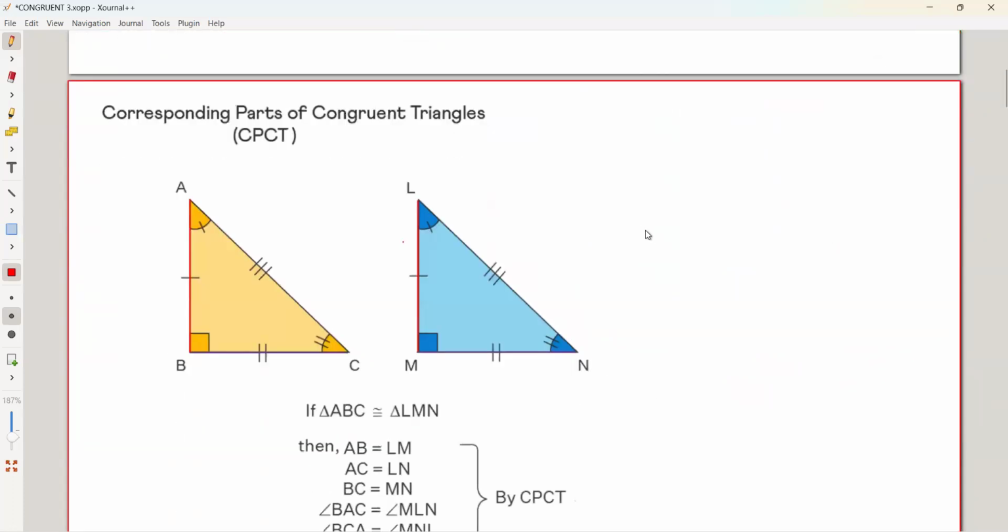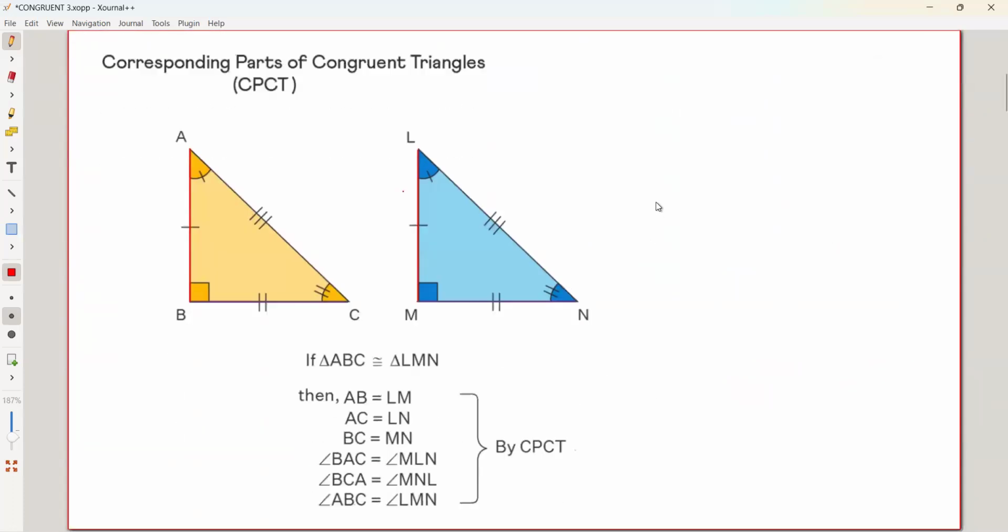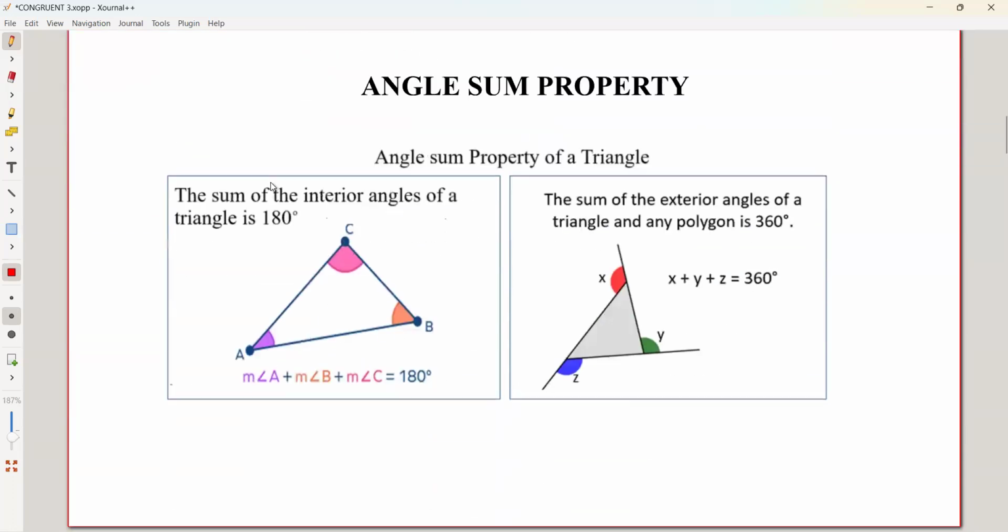Based on these congruency rules, if two triangles are congruent, then corresponding parts of congruent triangles are equal. Corresponding angles will be equal, corresponding sides will be equal. If the question says two triangles are congruent, by default corresponding angles and sides will be equal. That is called CPCT, corresponding parts of congruent triangles.